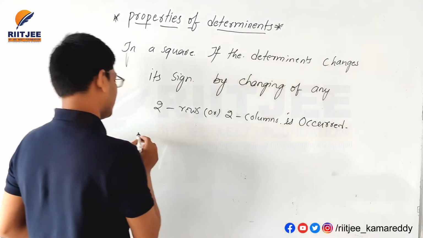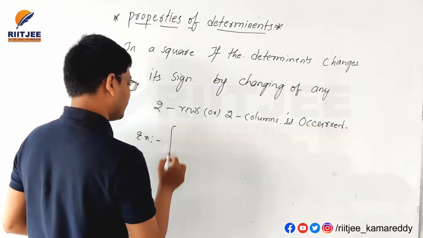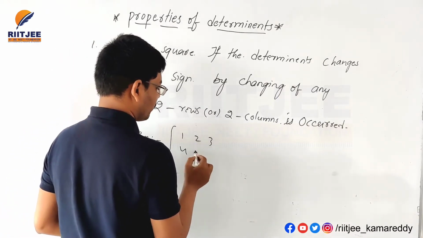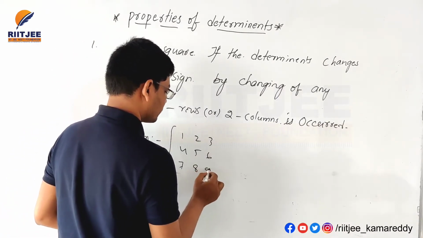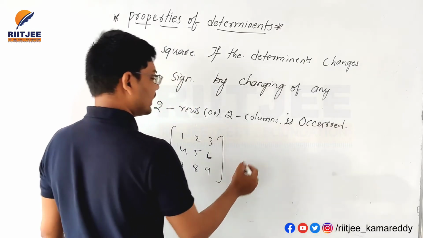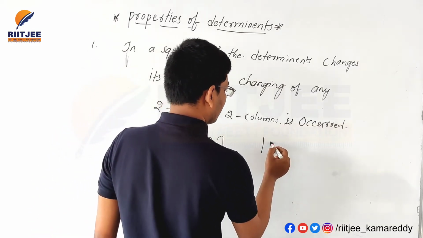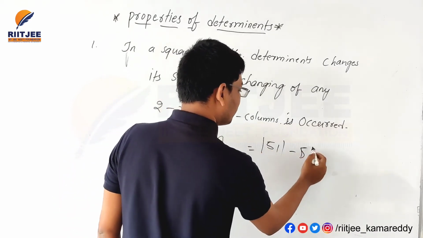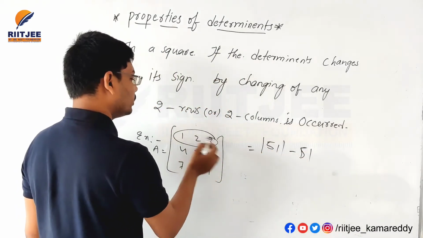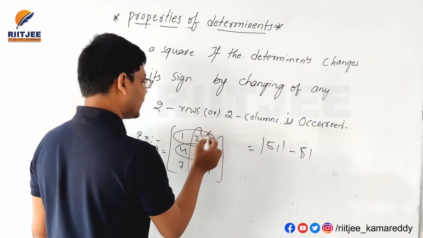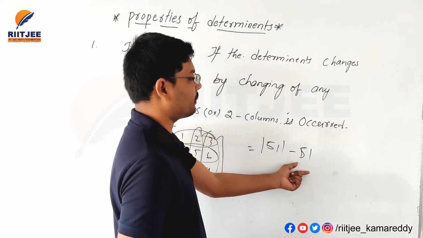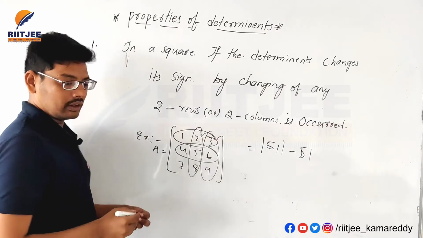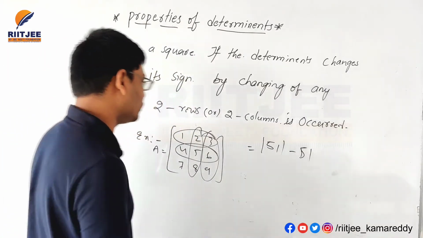For example, I am taking a matrix A equal to 1 2 3, 4 5 6, 7 8 9. If the determinant we got is plus 51, the determinant will be minus 51 when any two rows or any two columns are interchanged. It is called property number 1. And let us go for property number 2.